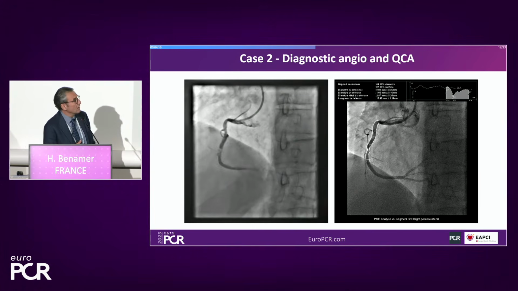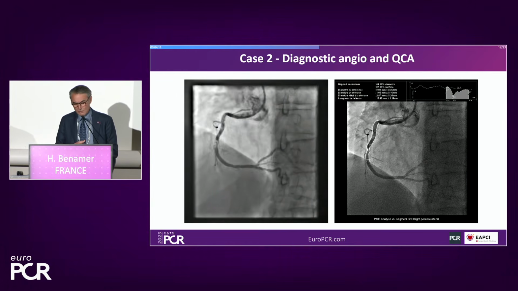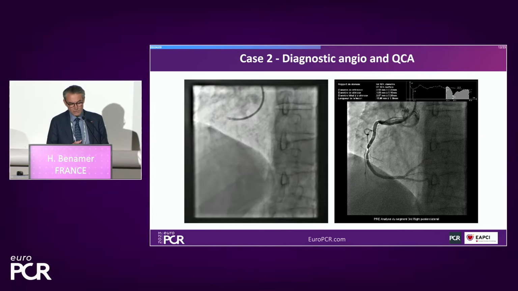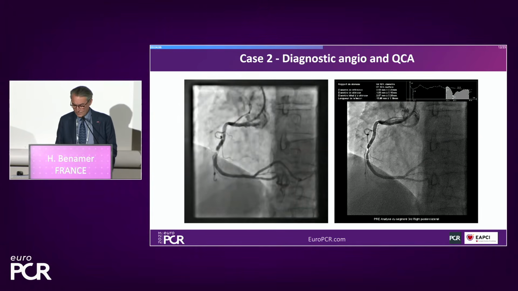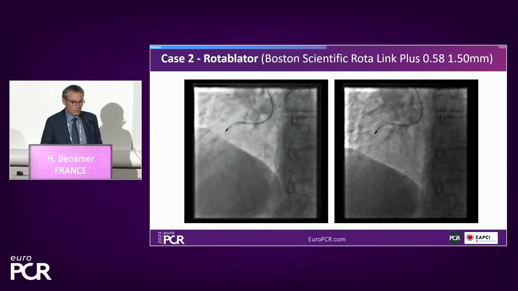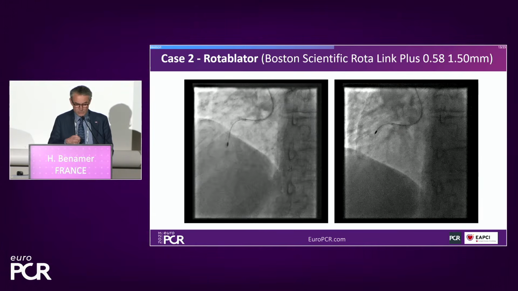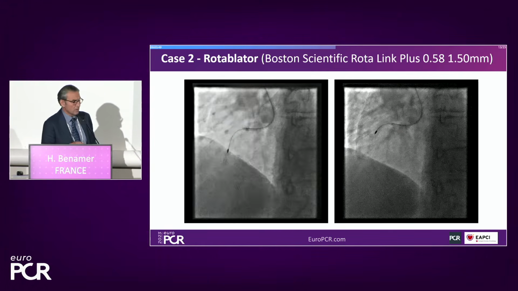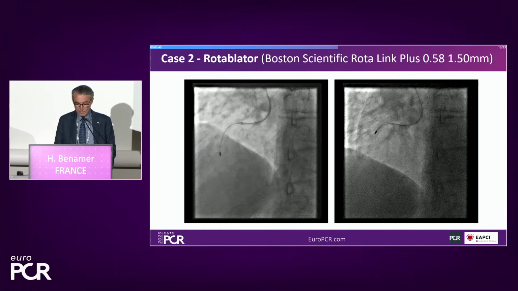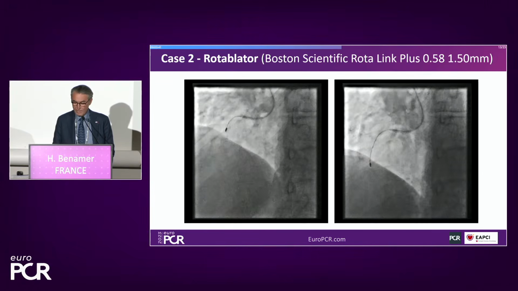As you can see here on this view, the coronary artery was very diseased at the middle part of the right coronary artery, with a calcified, complex lesion. For this complex lesion, we did a rotablation because the balloon was very difficult to cross the lesion. So we prepared the angioplasty well. The burr used was 1.5 millimeters.